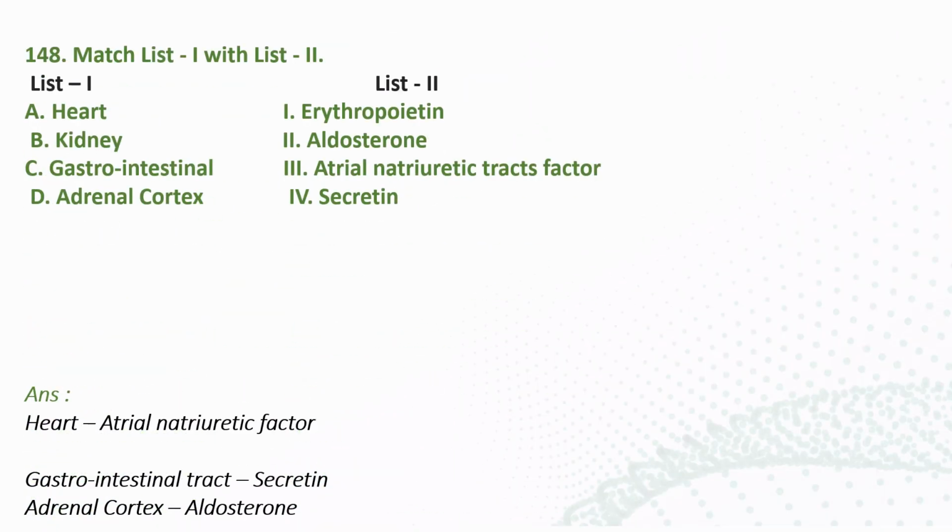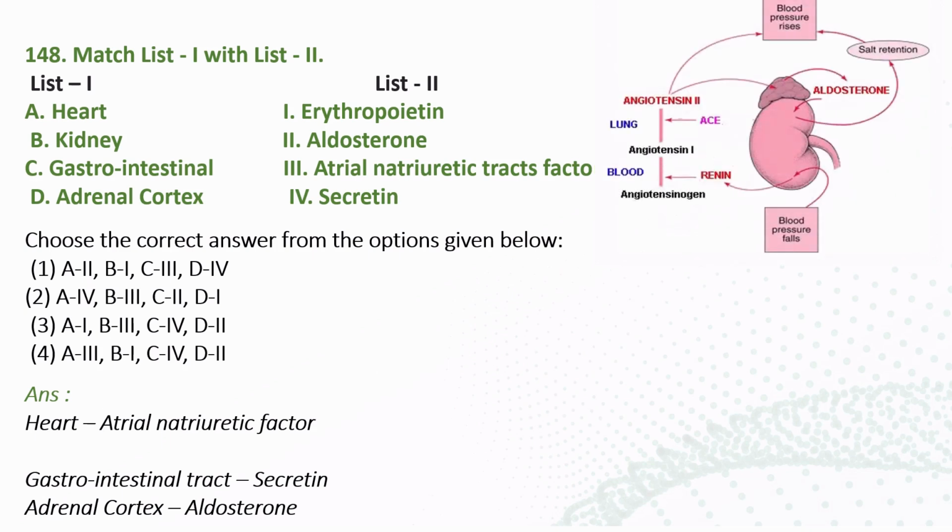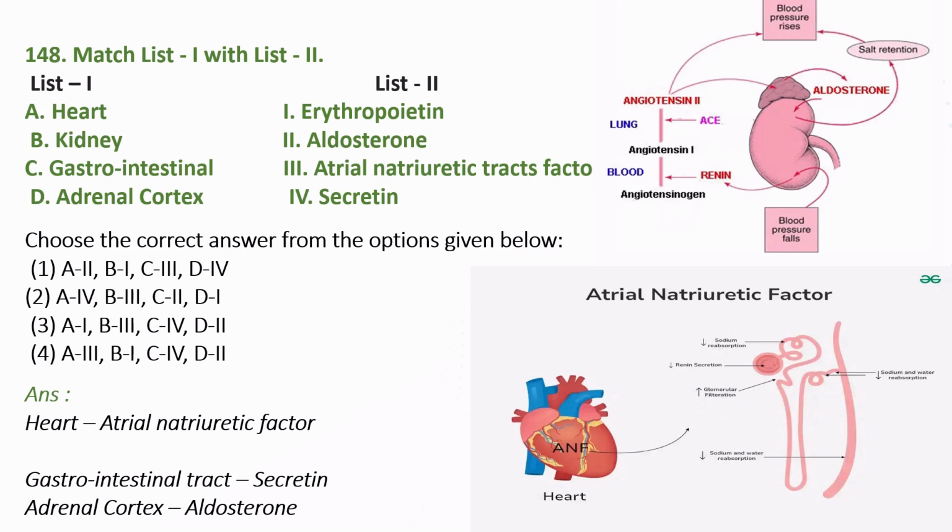Here is question 148. Here they have also given some matching lists. You have to match heart and everything. The options are heart, kidney, gastrointestinal and adrenal cortex. And here they have given some compounds like erythropoietin, aldosterone, atrial natriuretic factor and secretin. You have to match them according to the organs where they are present.